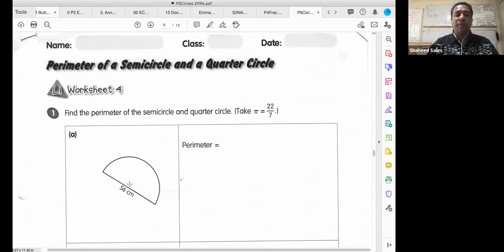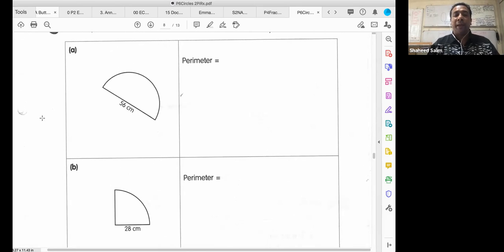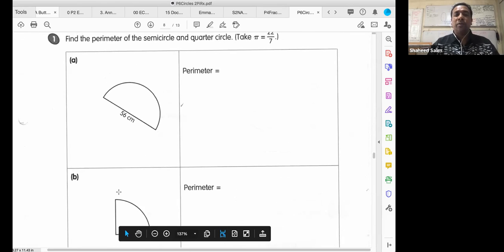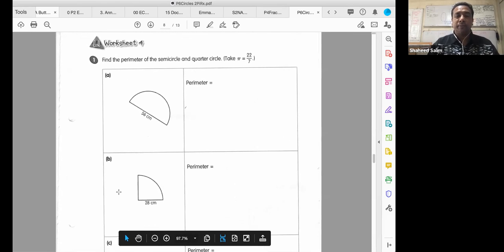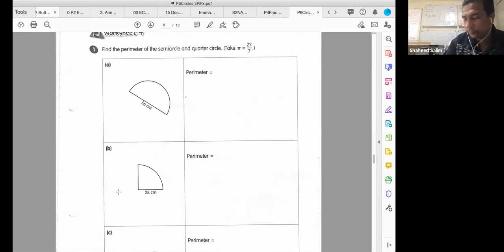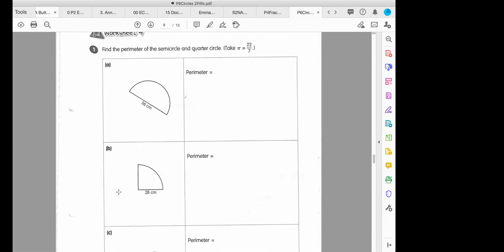You try this one first. These two, they want you to find perimeter. Perimeter means from here to here. You try now. And they will ask you to use 22/7. Okay, try for A and B.